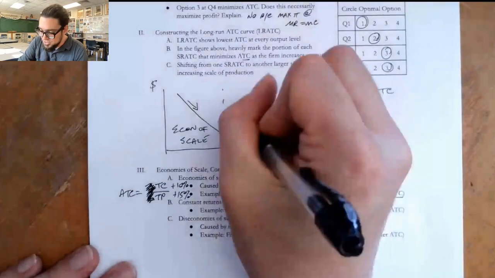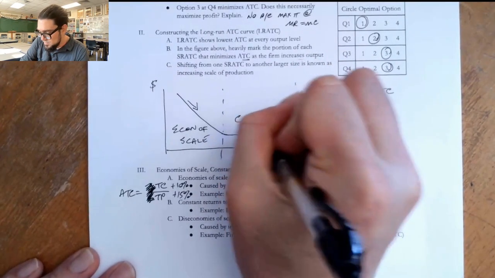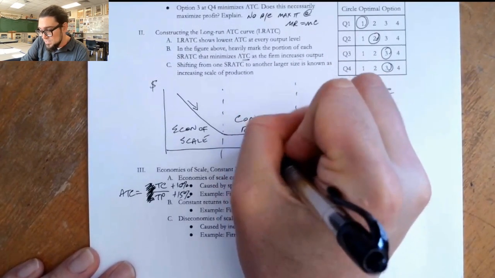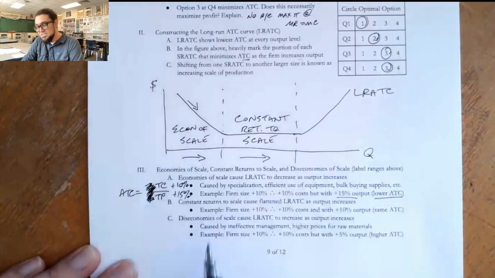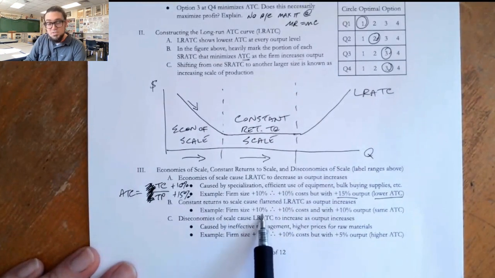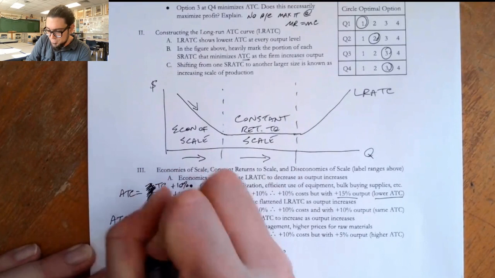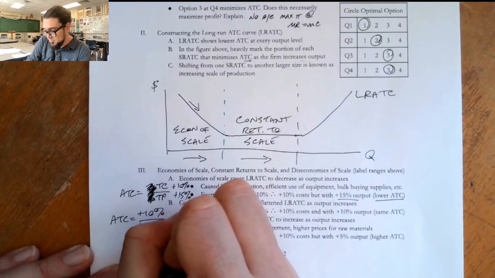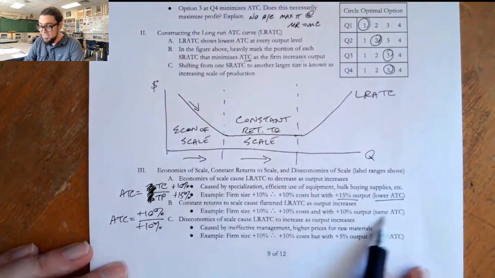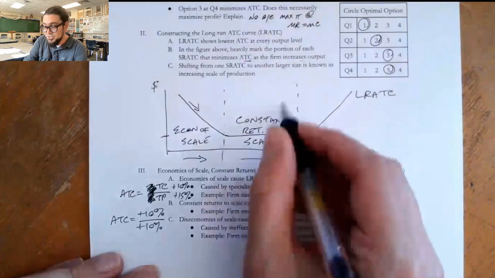The middle range is constant returns to scale. And again, the reason we call that scale is because we're scaling up the operation. And as we scale up the operation, if we increase the firm again by 10%, in this one, ATC would be positive 10% costs divided by positive 10% product. The ATC would end up staying the same, right? The value that it spits out would be the same. And so it wouldn't change on this vertical axis.